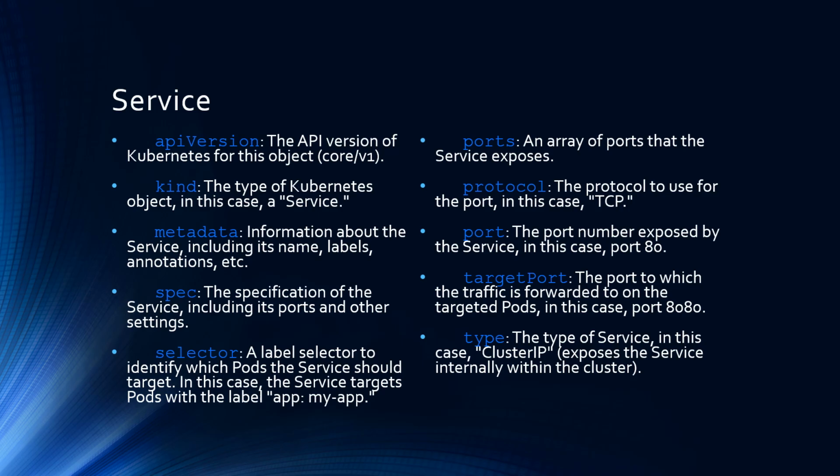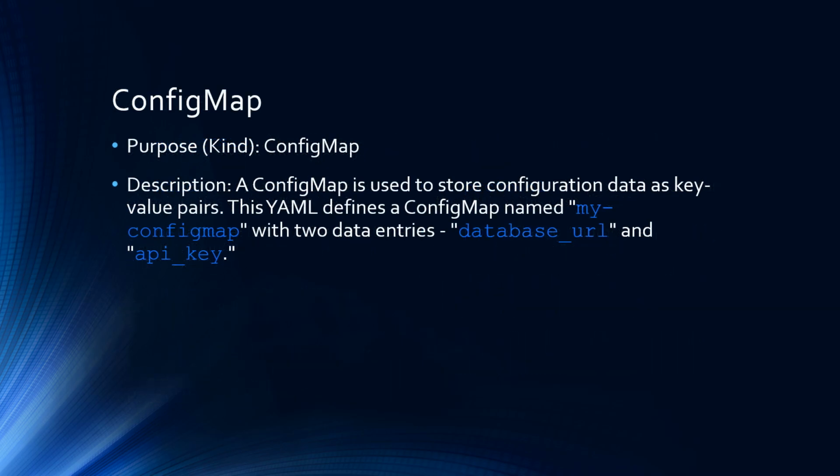One common gotcha with services is ensuring that the target port matches the actual port your application is listening on in the container. There can be many cases where services appear to be working, but traffic isn't reaching the applications due to port mismatches. The type field being set to cluster IP means this service creates a virtual IP that's only accessible within the cluster. This is perfect for internal microservices, but if you need external access, you might consider using node port or load balancer types instead.